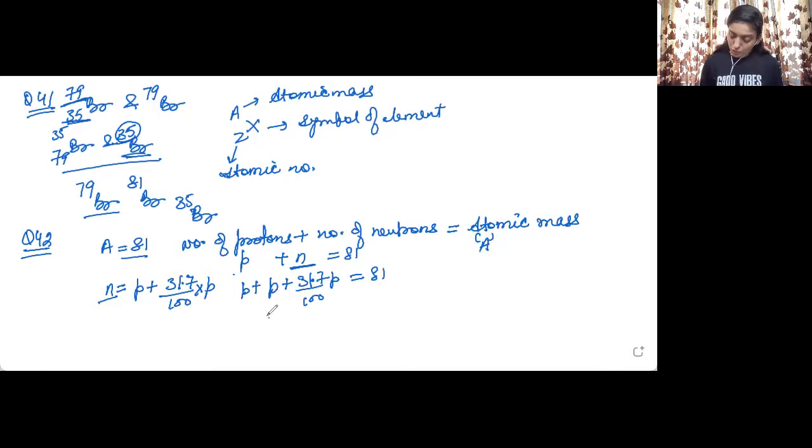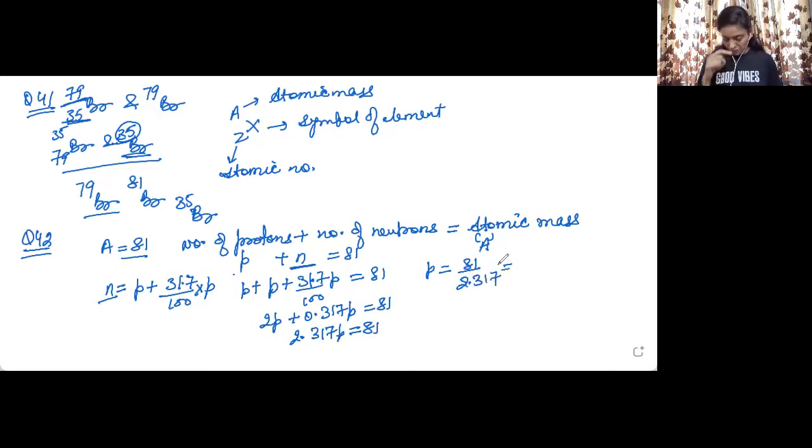Now, we can write 2P plus 0.317P is equal to 81, or 2.317P is equal to 81, or P is equal to 81 upon 2.317. Dividing 81 by 2.317, it comes out to be 34.9, so we will take it as 35. The number of protons is equal to 35.